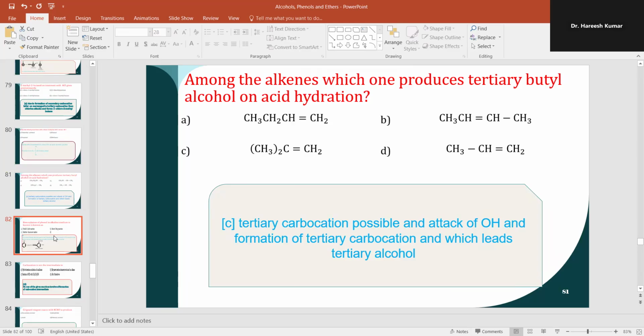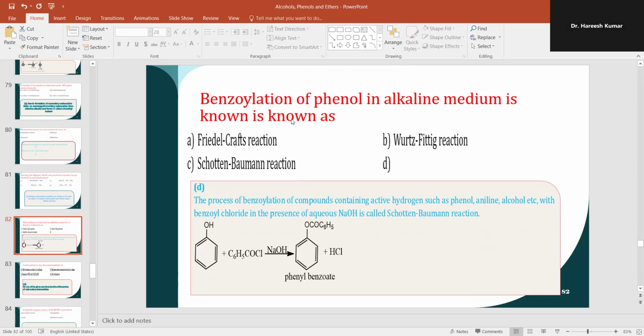Let's take another question. So benzoylation, that means addition of COC6H5. This is possible in the presence of aqueous NaOH. That means formation of an anion, the phenoxide ion, and the phenoxide reacts with the benzoyl group, forming a benzoylation. And this reaction is called Schotten-Baumann reaction, because Friedel-Crafts is the other one. Wood's reaction also is a C-C bond formation. This is also a C-C bond formation.